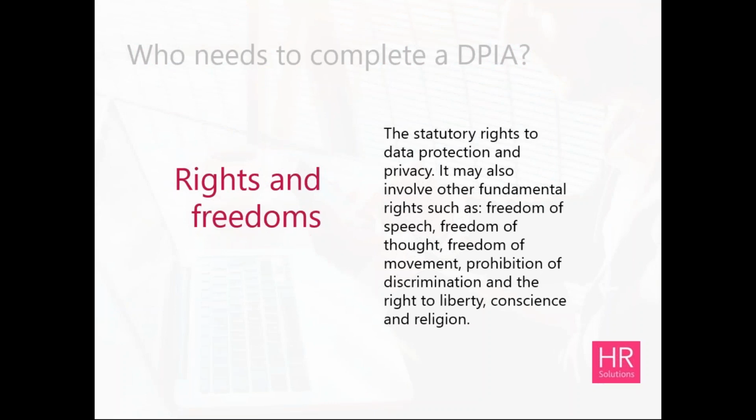The rights and freedoms are concerned with the statutory rights that someone would have under the data protection regulation, so the new one. If you did want to see a list of those, they are on the ICO website if you wanted to go and have a look. So it's all of those rights that are set out there, but it also includes other fundamental human rights, okay, such as the freedom of speech, thought, movement, the prohibition of discrimination, the right to liberty, conscience, and religion as well.